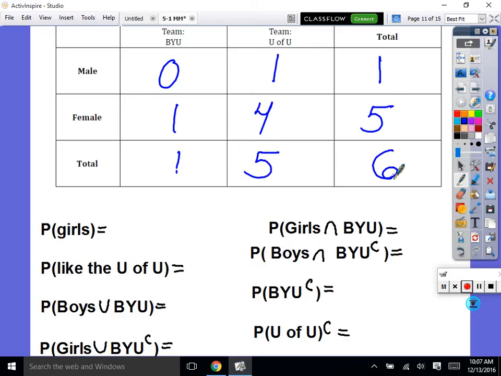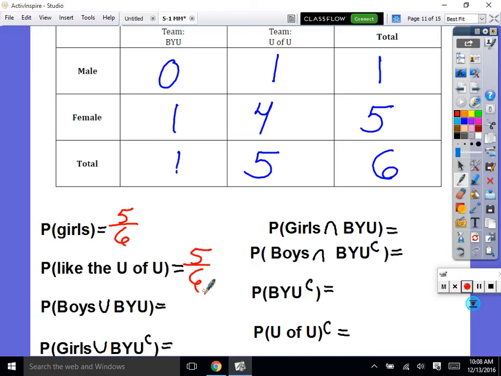So now we can go through and find these probabilities. Are you ready? So this is all your homework is. So watch. Find the probability of girls. So how many girls and how many females? 1 plus 4. So can we just look right here? 5 out of 6. Let's write it as a fraction. On your homework, you'll do both fraction and percent, but we won't keep doing that. What's the probability that someone likes the U of U over BYU? How many people chose U of U? 5 out of 6. So do you see how this makes it really easy to do probabilities?